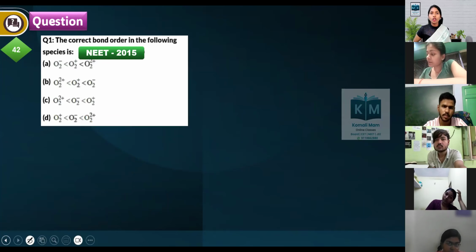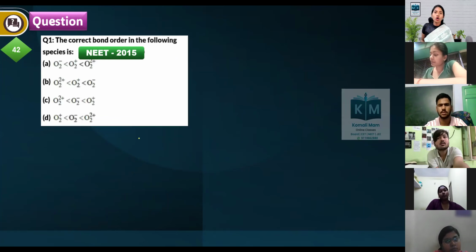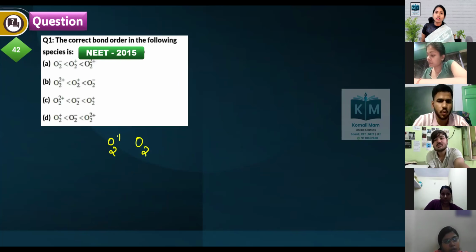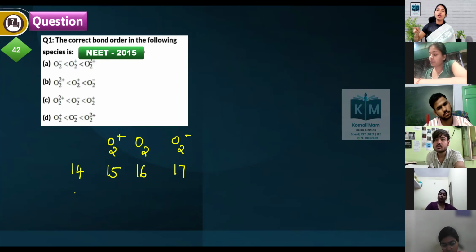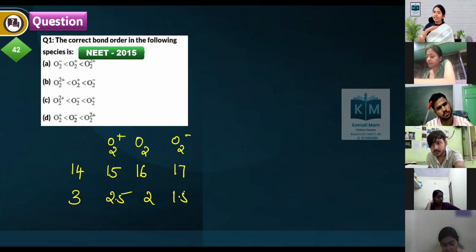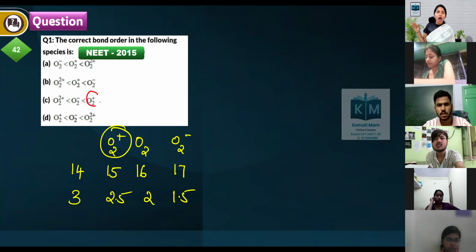What is the correct bond order in the following species? O2, O2 plus, O2 minus. Let me take O2 is 16, 16 minus 1 is 15, 16 plus 1 is 17. And if 14 is the total number of electrons, bond order 3, 2.5, 2, 1.5 decreases, right? So O2 plus is having more bond order. They're asking bond order, right? O2 plus is more.